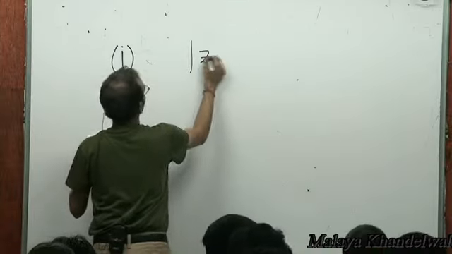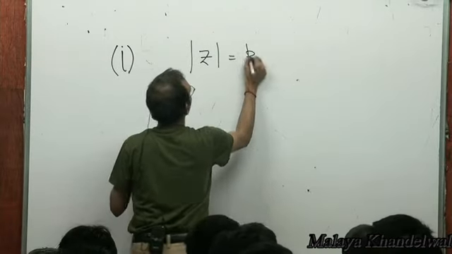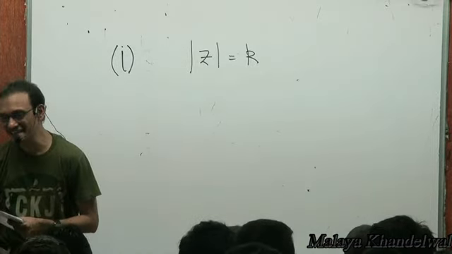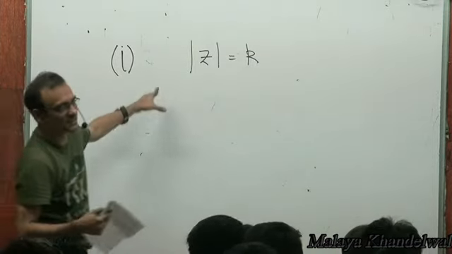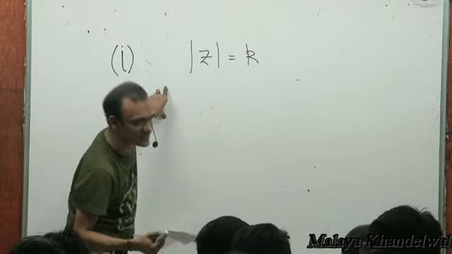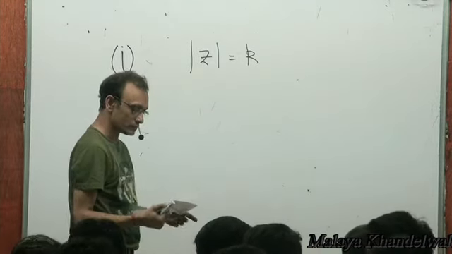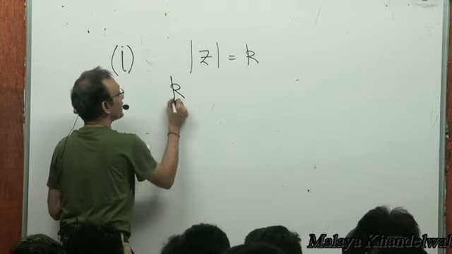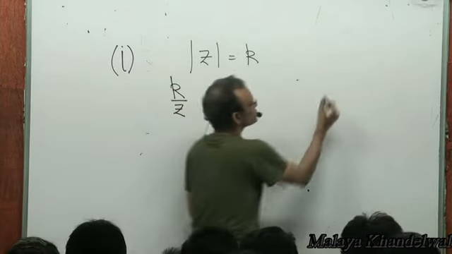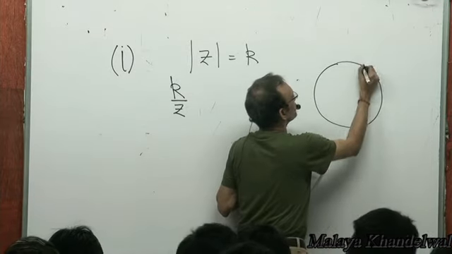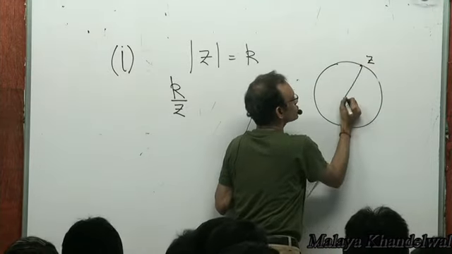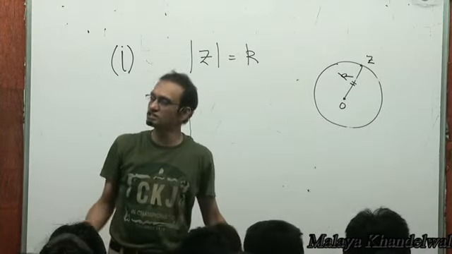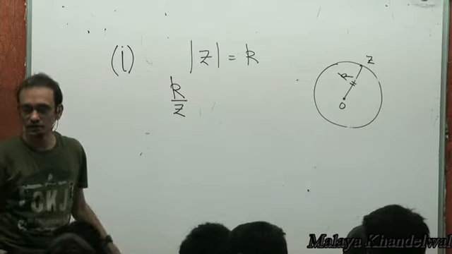Mod z equal to k is what? It is a circle, points on a circle with center origin and radius k. These are various z's lying on a circle with center origin and radius k. We want to find the locus of k by z. Essentially these are various z's whose distance from the origin is k.